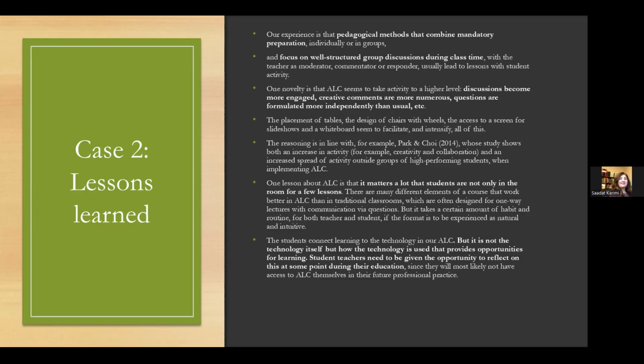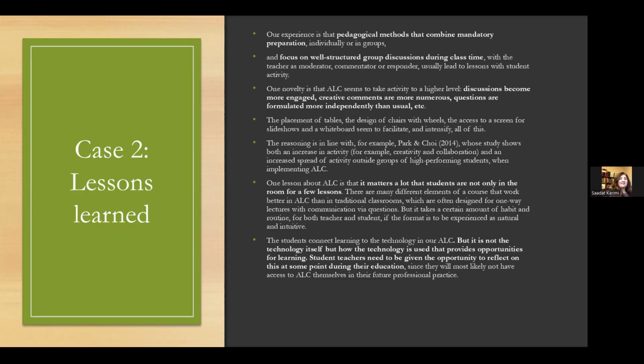One novelty, at least for us, is that ALC seems to take activity to a higher level. Discussions become more engaged, creative comments are more numerous, questions are formulated more independently than usual, and so on. The placement of tables, the design of chairs with wheels, the access to a screen for slideshows and a whiteboard, all these seem to facilitate and intensify all of this.